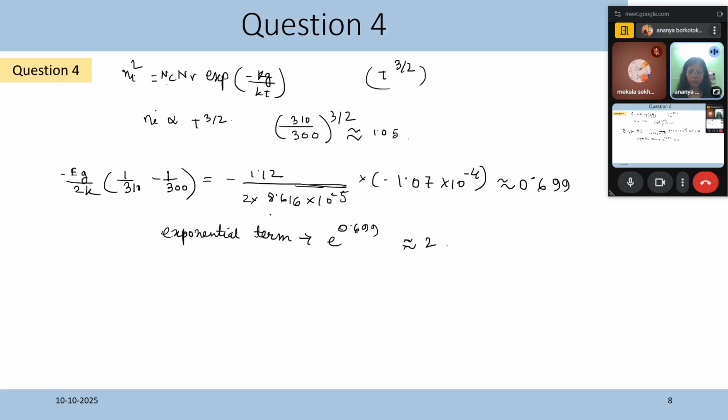Because this exponential term will actually dominate, this is 1.05 and this is 2, so ultimately the exponential term will dominate, so Ni increases by 2 times. That will also give us that the current increases by 2 times.